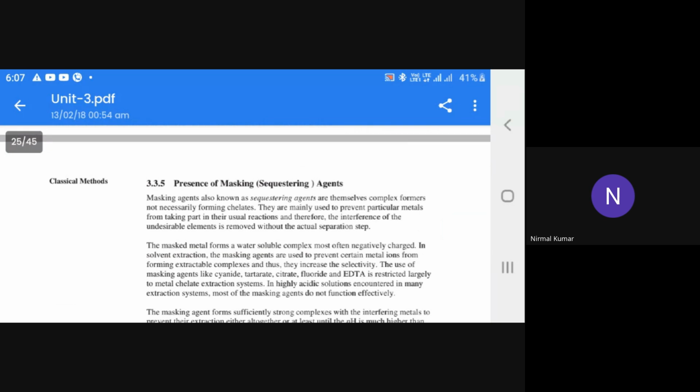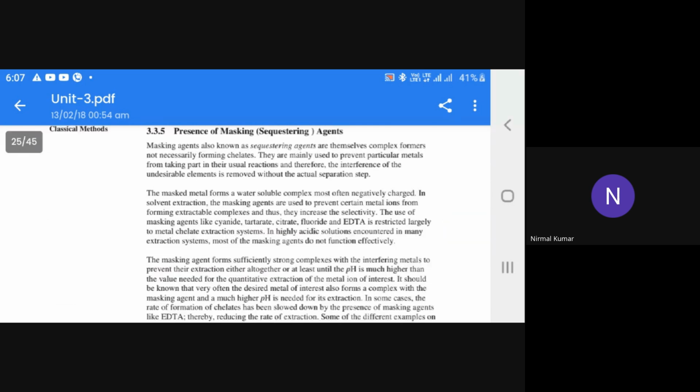presence of masking agents. EDTA is commonly used as a masking agent. The masking agent forms sufficiently strong complexes with interfering metals to prevent their extraction either altogether or at least until the pH is much higher than the value needed for the quantitative extraction of the metal ion of interest. It should be known that very often the desired metal of interest also forms a complex with the masking agent, and a much higher pH is needed for its extraction. So EDTA generally is used as a masking agent.